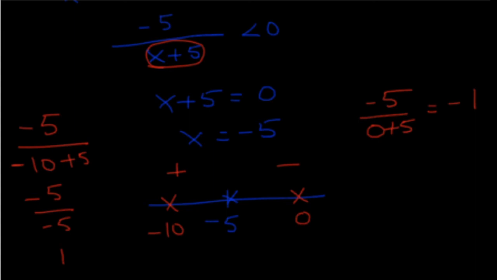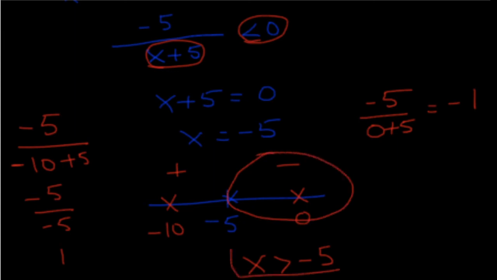In this problem, I'm looking for when my answer is less than 0, so strictly less than 0, which will just be x greater than negative 5. So that will be over here. So that's my final answer.